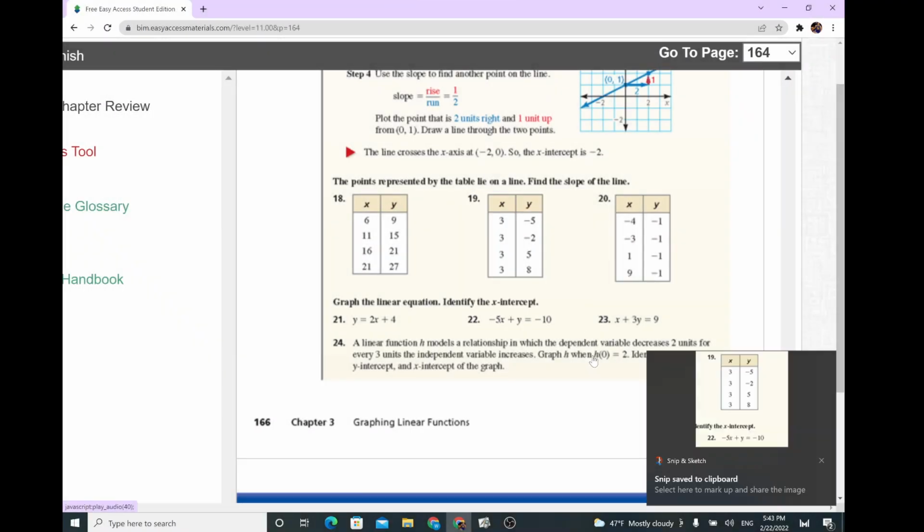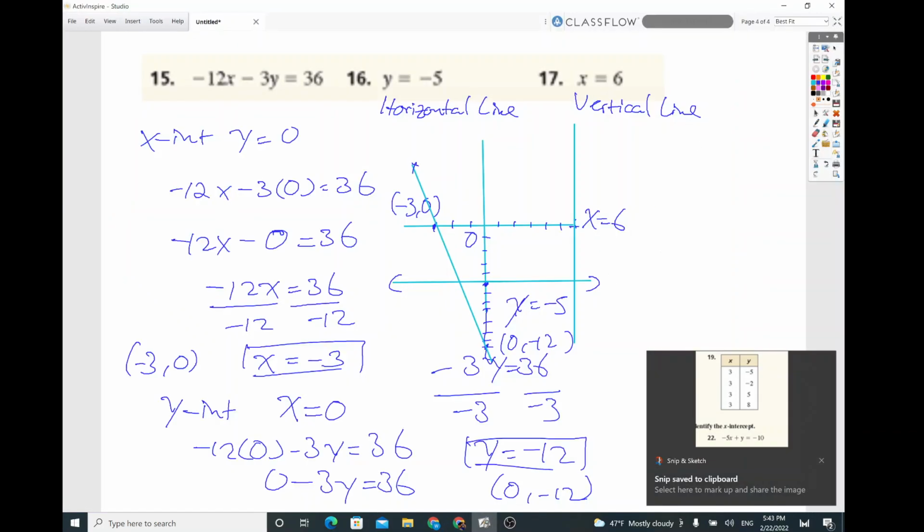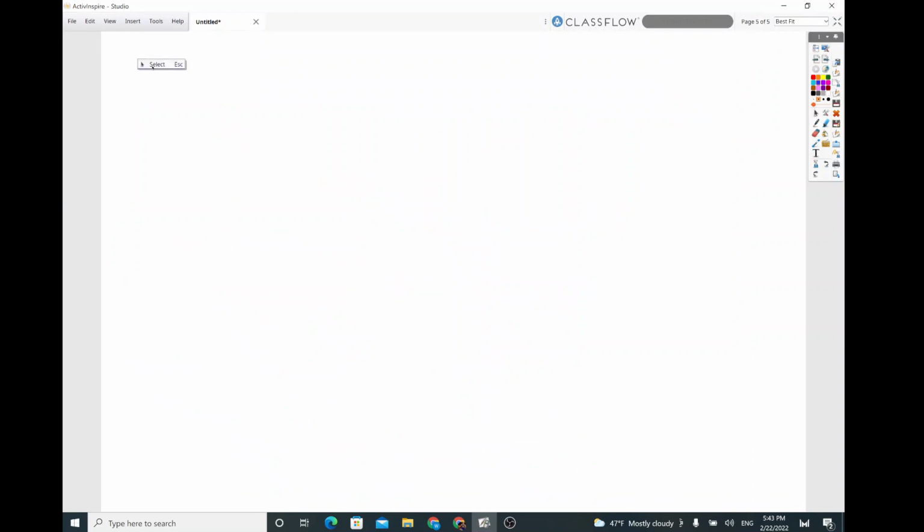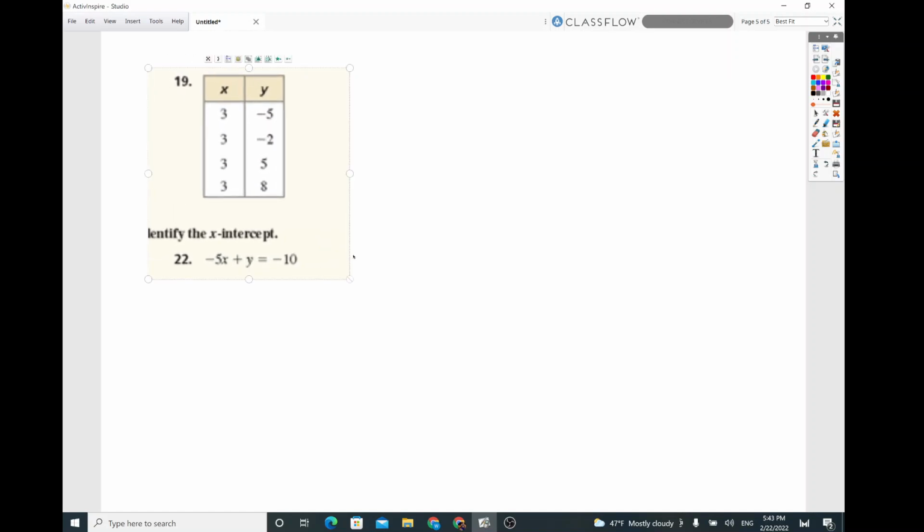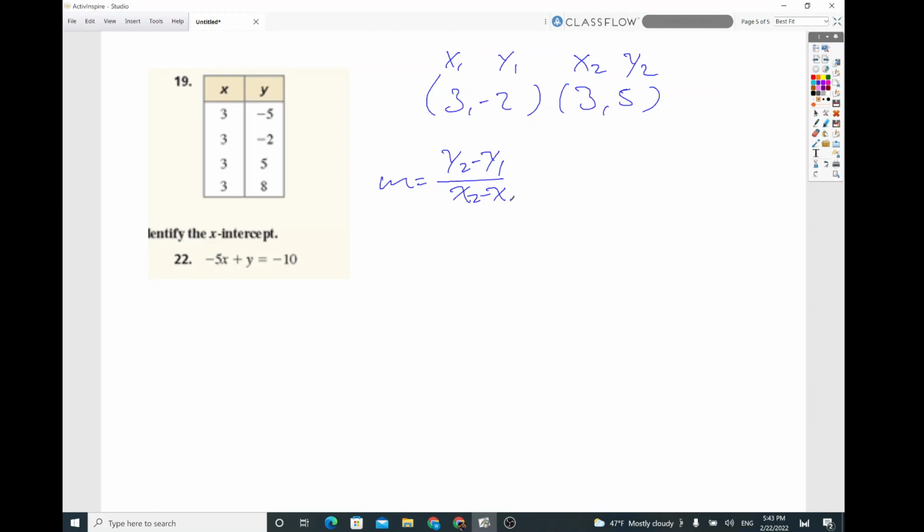number 19. The points are represented by the table on the line. Find the slope of the line right here. Okay, so this one's 3.5. So in order to get the slope here, we need to get 2 points. You can select any random points on the table. Normally I like to choose the ones right in the middle. So 3, negative 2, and then 3, 5. So basically this gives me the values x1, y1, and then x2, y2. And then we use the slope formula, y2 minus y1 over x2 minus x1, to get the slope.